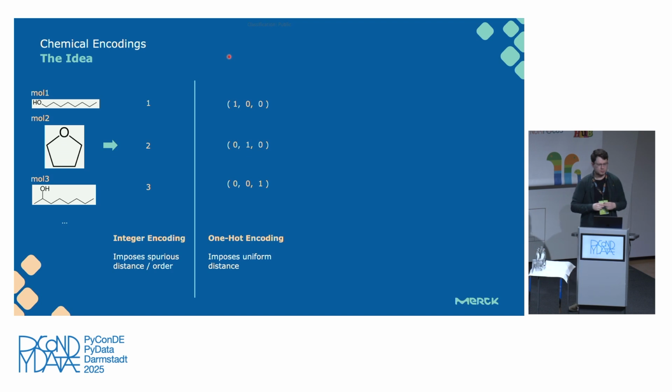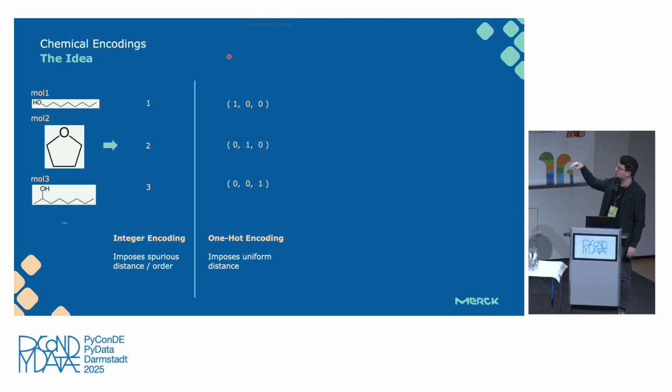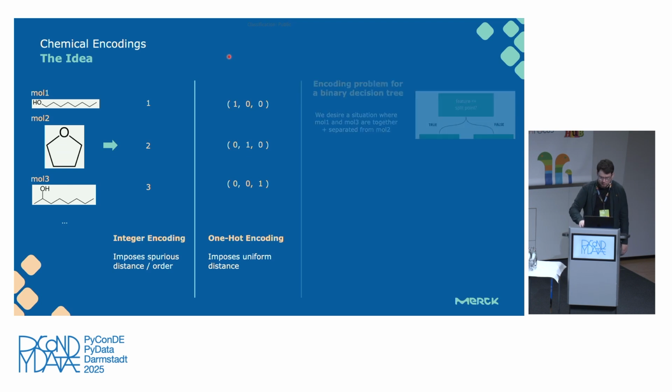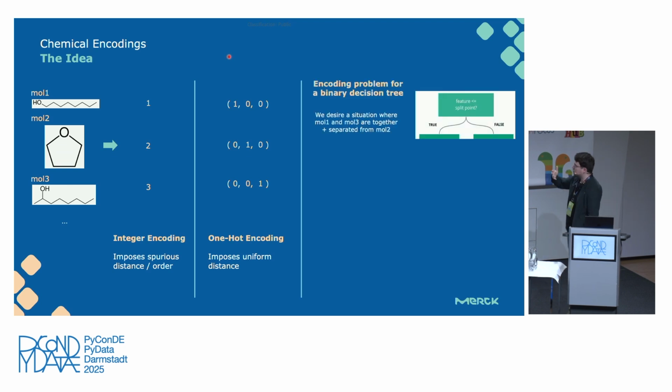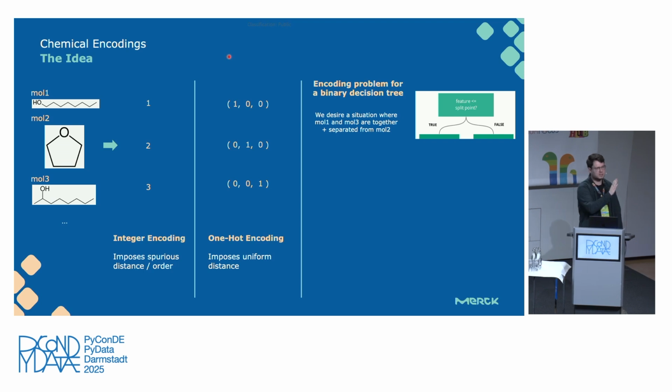So what's the problem with these encodings? In integer encoding, we impose this kind of order, which is bad. And why is that bad? I brought here just a very simple way of understanding that. Imagine you would train a random forest on this. A random forest needs to make splits along the ordered histogram.